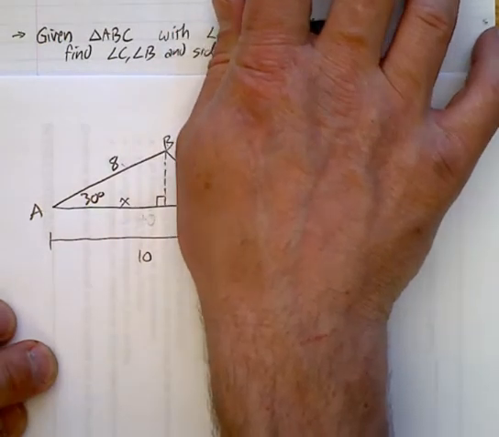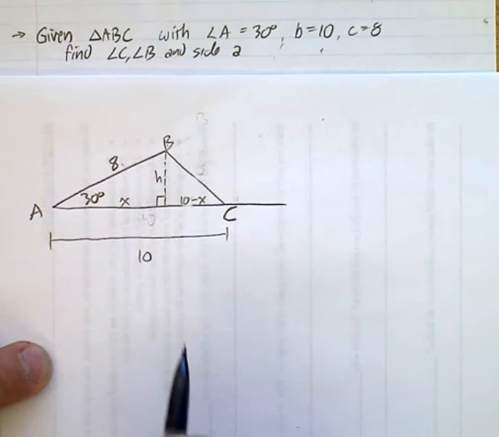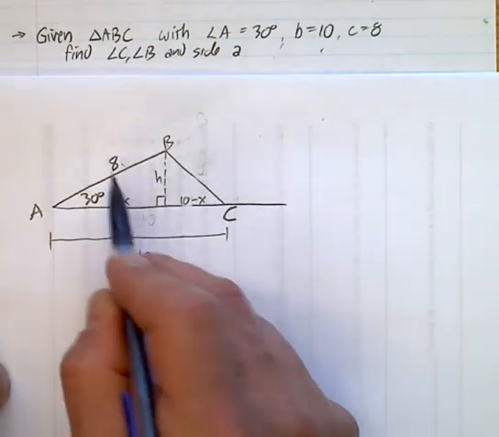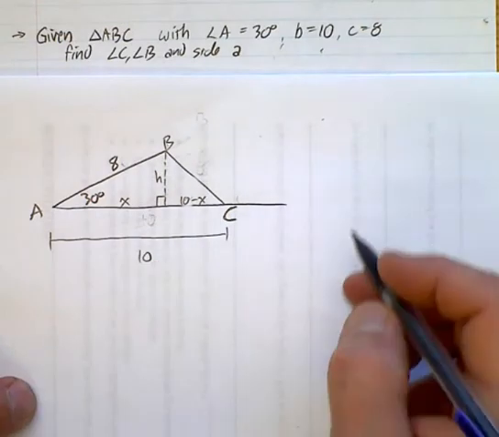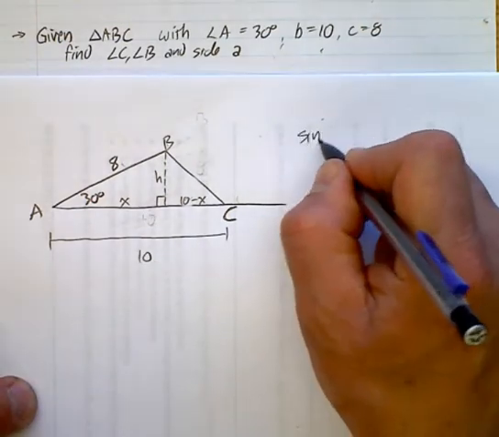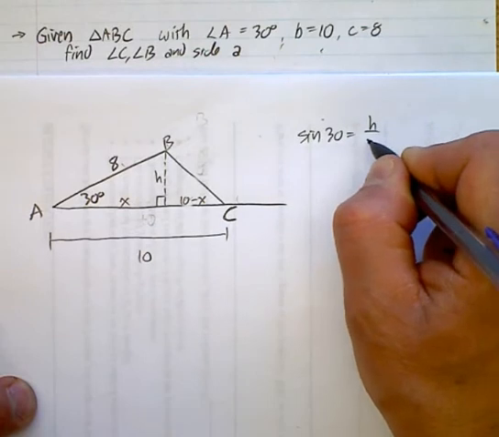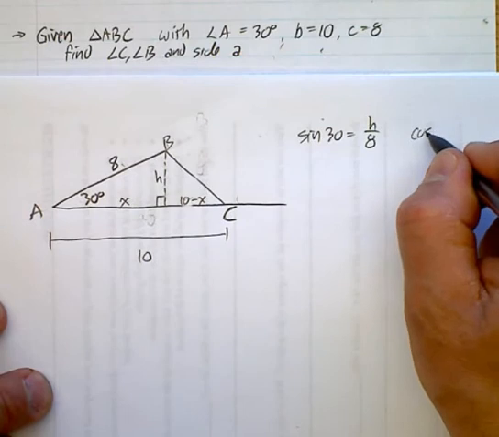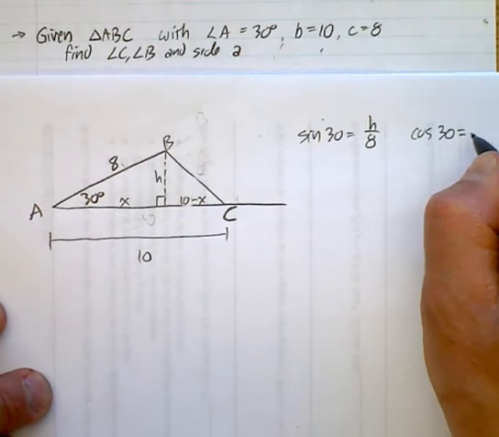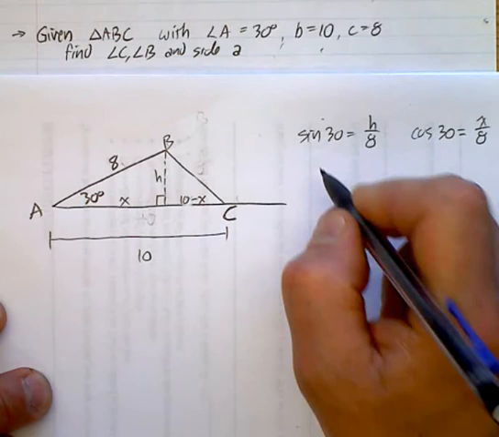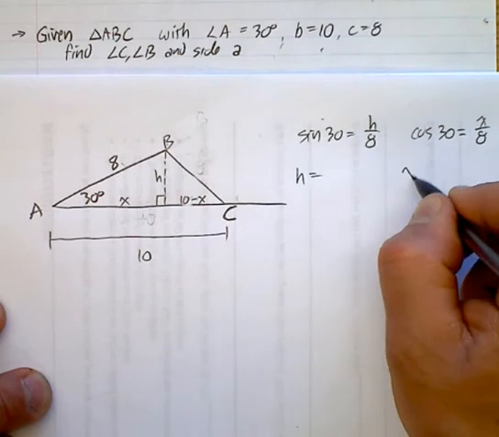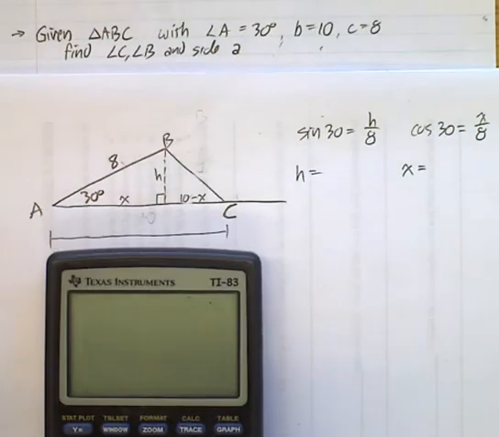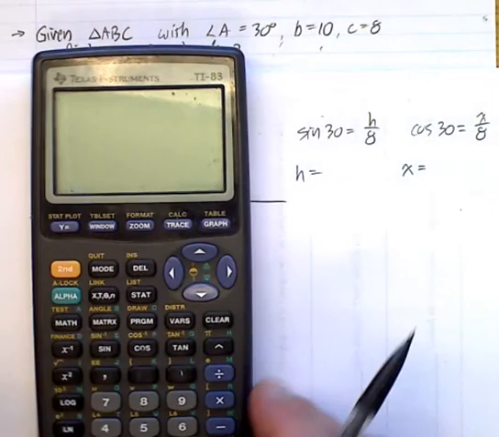So if we deal with that one, why don't I find the height? Let's find the little pieces of that right angle triangle. So if I go sine of 30, that's going to equal h over 8. And if I want to find x, I can go cos 30 is equal to x over 8. And I can find h and x pretty quick here. Just take out the calculator. Let's look at this now. Make sure I'm in the right mode.